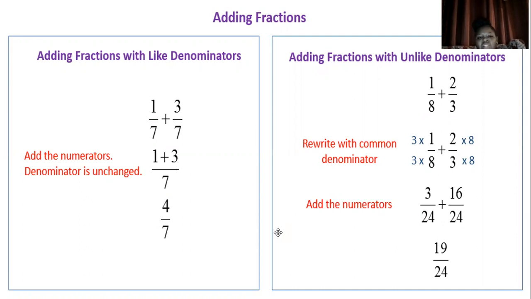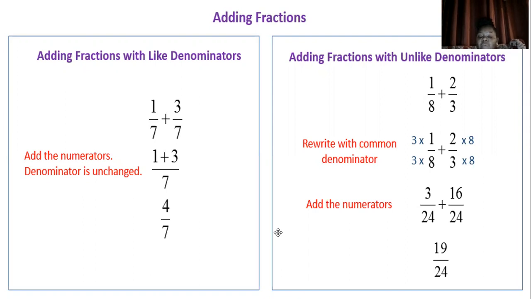When adding and subtracting fractions with like denominators, we know that we do not change our denominator. We simply add or subtract our numerator. So here is an example. We have 1/7 plus 3/7. Because the common denominator in this example is 7, we do not bother with our denominator. We simply add our numerators, which are 1 and 3. And we know that 1 plus 3 gives us 4. Therefore, our answer is 4/7.